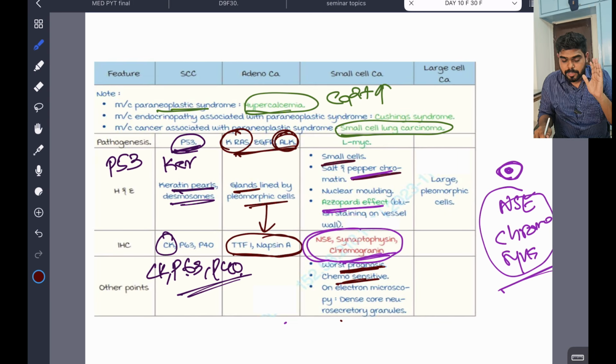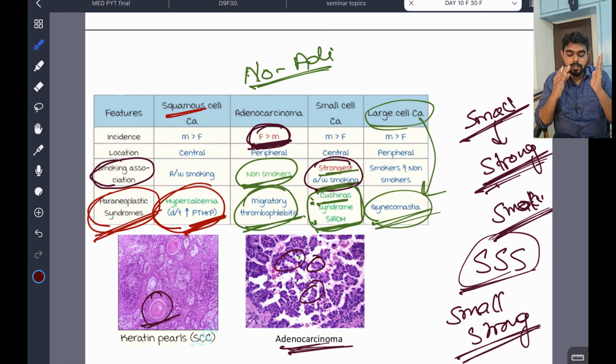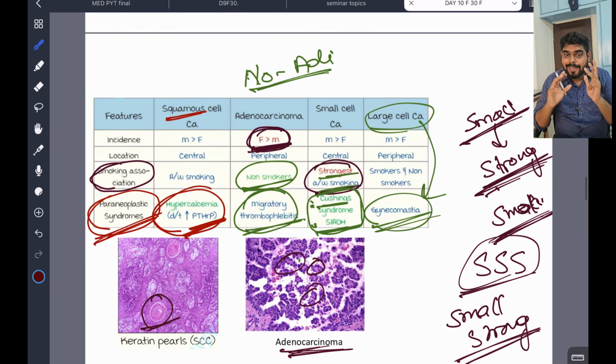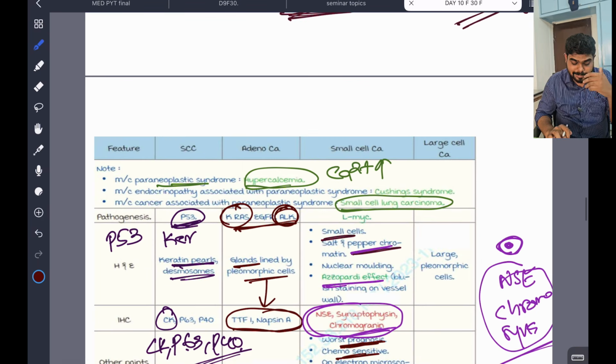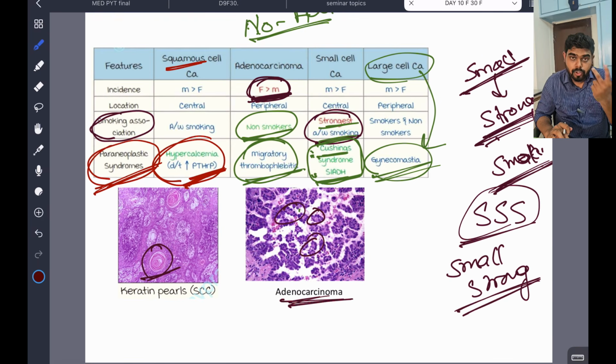So this much is from carcinoma lung. We should know this carcinoma lung classification. We have squamous cell, adenocarcinoma, small cell, and large cell. Large cell, you can leave it, don't worry, they won't ask that much. Squamous cell: keratin, cytokeratin, P53, and IHC markers are P63 and P40, which is important. And hypercalcemia, which is the most common paraneoplastic syndrome, is caused by squamous cell.